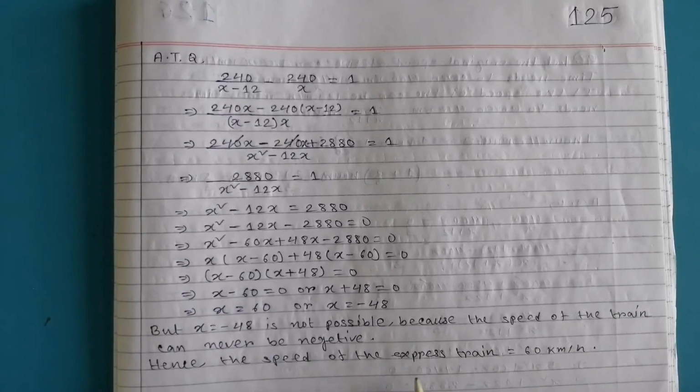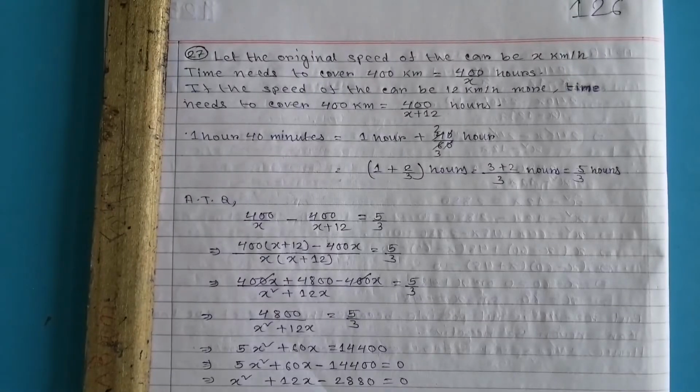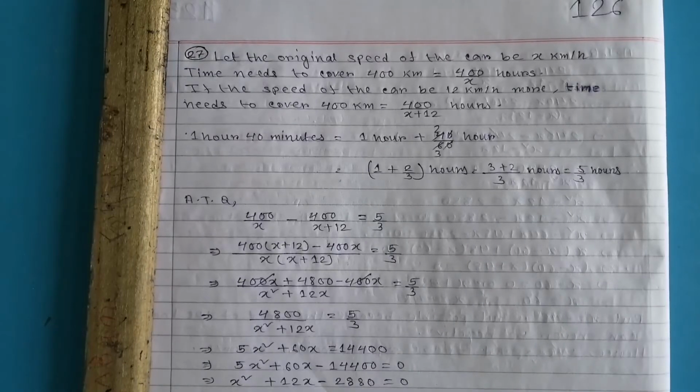Okay, that's why the speed of the express train is 60 km per hour, that you have to calculate. Okay, now come to question number 27. In question number 27, it is given that a car covers a distance of 400 km at a certain speed. Had the speed been 12 km per hour more, then the time taken by the journey would have been 1 hour 40 minutes less. Find the original speed of the car.